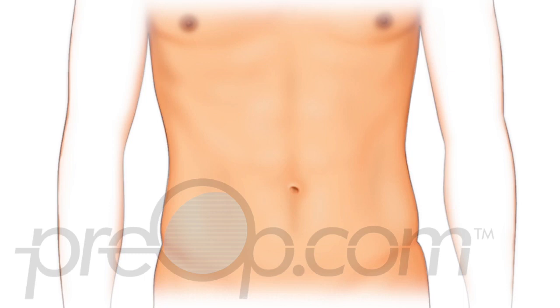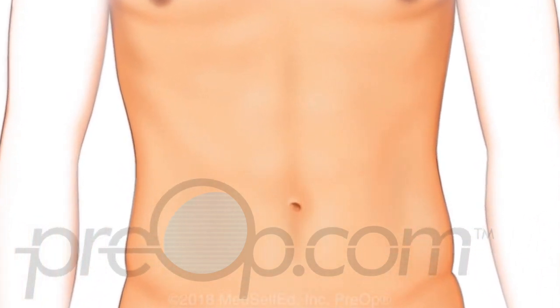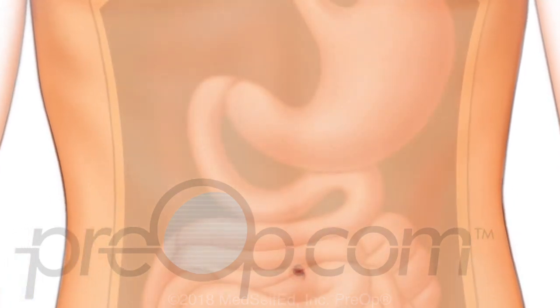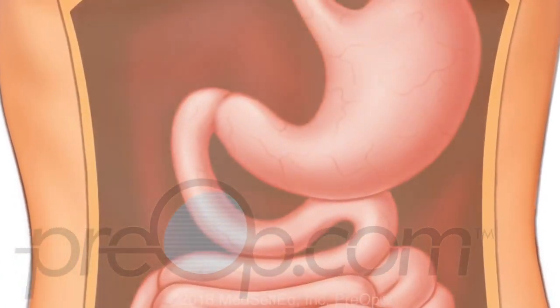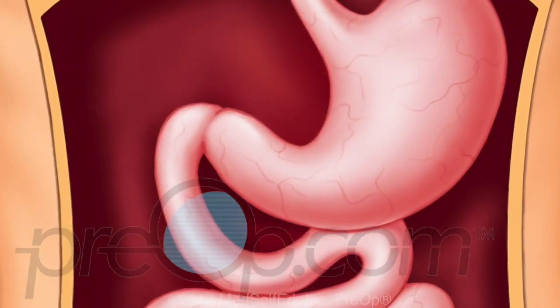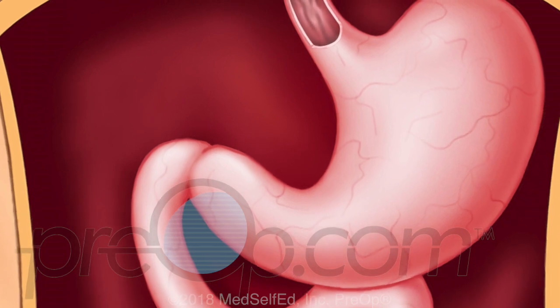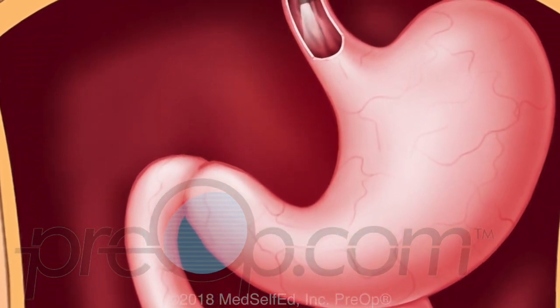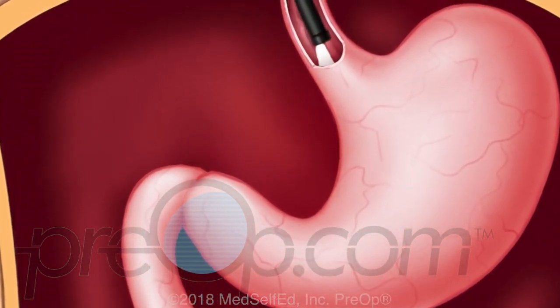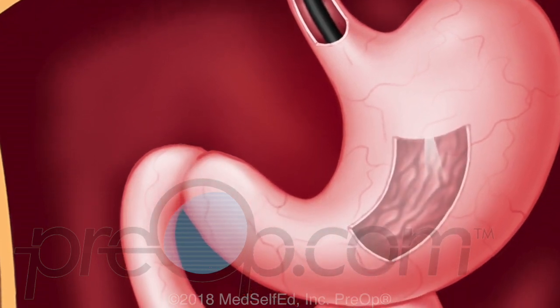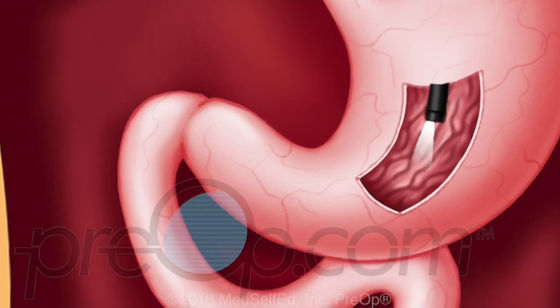Now let's look closer at the EGD procedure. To start, you will be positioned comfortably and given medication to help you relax or sleep during the procedure. A scope is gently guided through your mouth and throat, then down your esophagus to your stomach. You may feel some pressure or tugging, but you shouldn't feel pain.